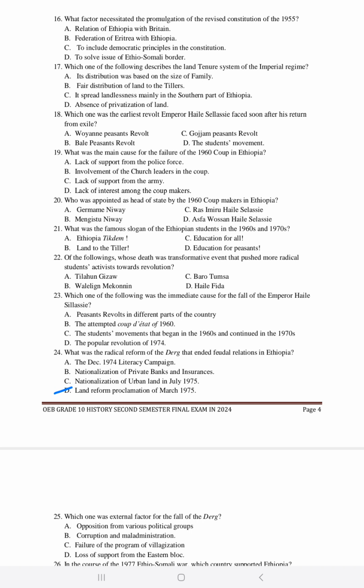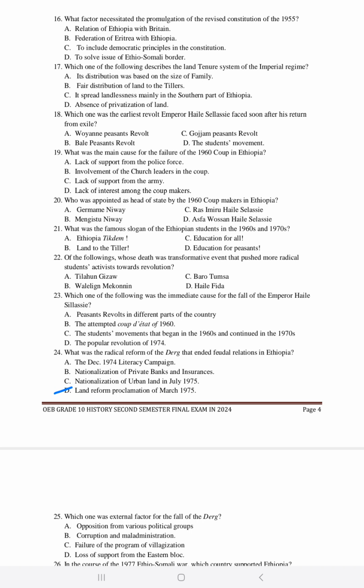Okay, the last question. Video kana bakka lamatti qoonni ilaallaa yeroo dheeraa fudhatan ta'eef. Question 25 says, which one was an external factor for the fall of the Derg? External factor, internal and external, adda baastanii beekuu qabdu jechuudha.